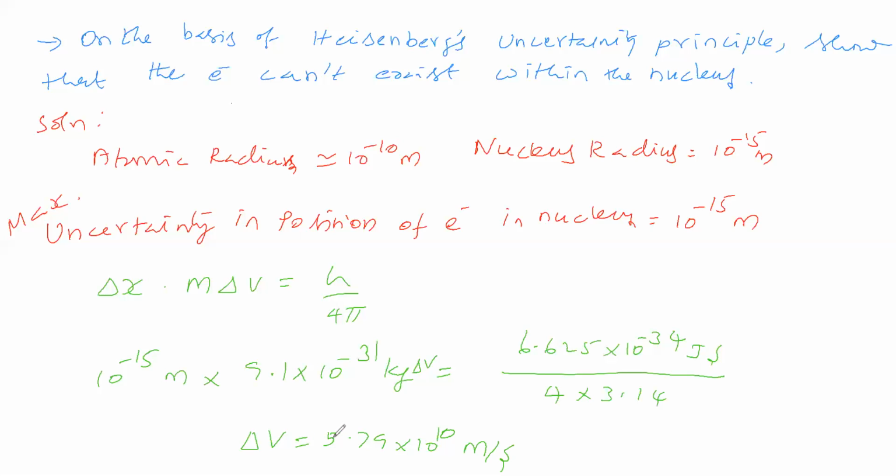So we got delta v. Here, the delta x value we have substituted. Delta x is maximum, we said. Therefore delta v is minimum. So we got delta v. Delta v is the minimum uncertainty in velocity of the electron in the nucleus.